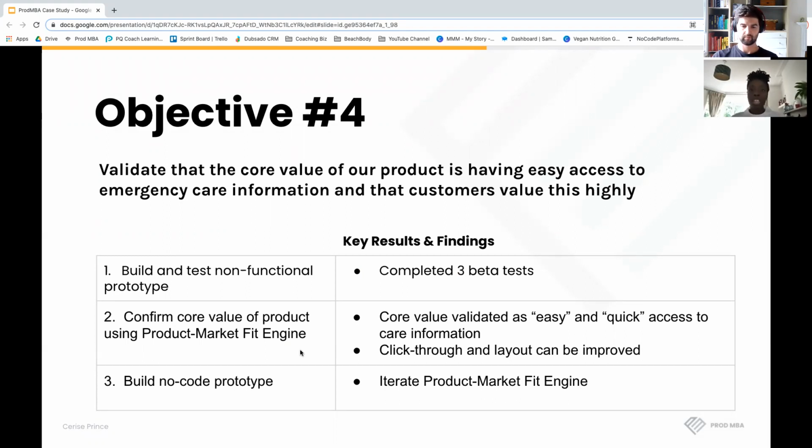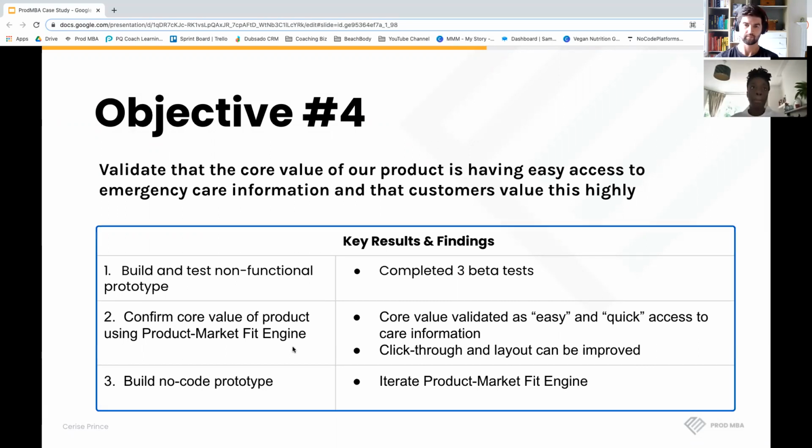But I did also learn that the click-through layout, the way of accessing that information, could be simpler in some ways. Particularly because when they are having a crisis, they may not be able to engage in the app in the same way they might when they're not in crisis. So the next step that I want to progress in with this objective is building the actual no-code prototype from the non-functional prototype that we have at the moment.